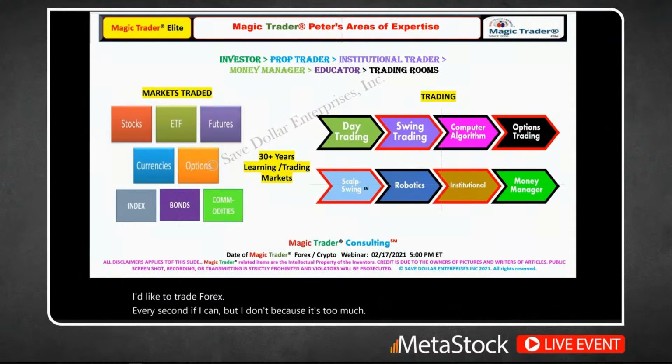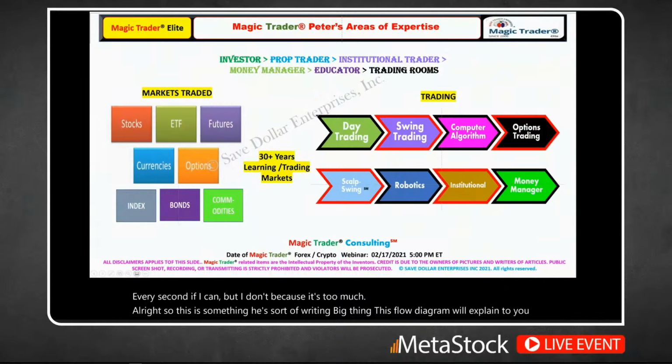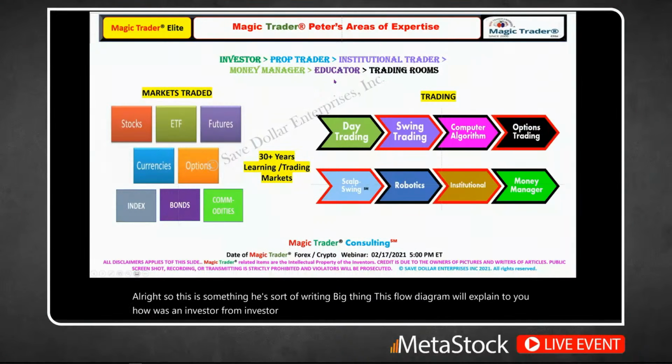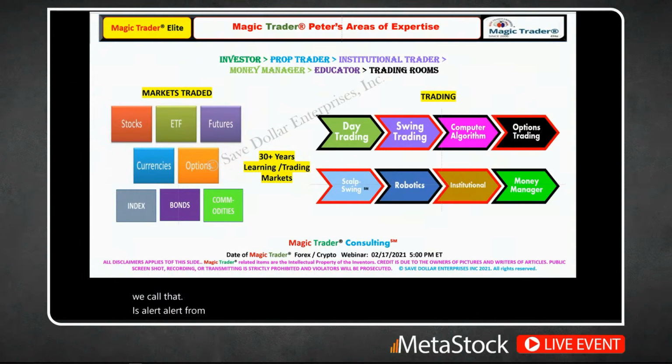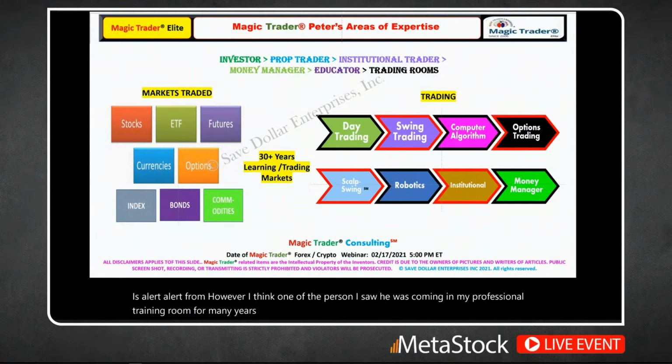All right, so instead of writing a big thing, this flow diagram will explain how I was an investor. From investor, I became a prop trader, then an institutional trader, then a money manager. Now I'm educating people, and I'm running a trading room, which we call an alert room. However, one of the people I saw has been coming to my professional trading room for many years. He's here. I saw his name. I don't want to say it because people will mob him. So basically, I'm happy to see him here.